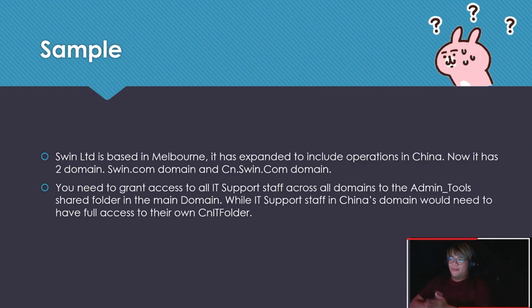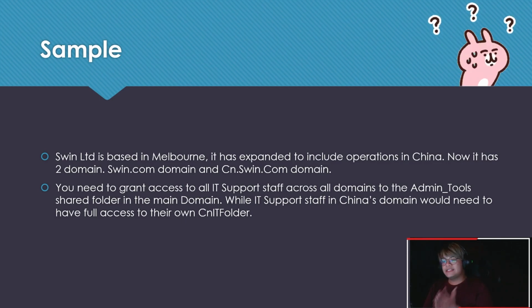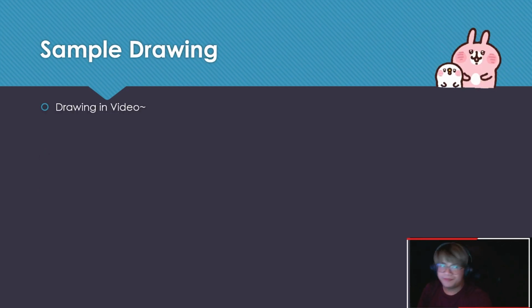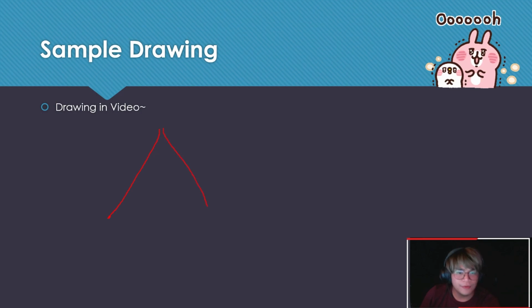First sample right here. Swin Limited is based in Swinburne. It has expanded to include operations in China. Now it has two domains, the swin.com domain and the cn.swin.com domain. You need to grant access to all IT support staff across the domains to the admin_tools shared folder in the main domain, while IT support staff in the China domain will need to have full access to the CN IT folder in their domain. So we have two, right?